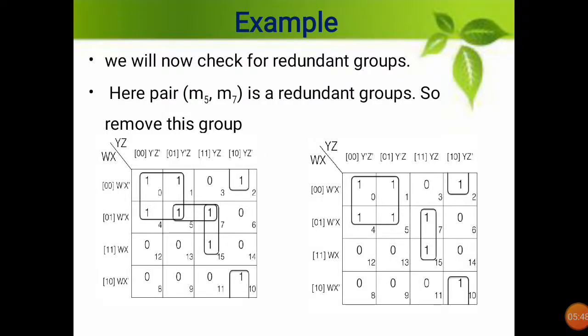Now we will check for the redundant groups. Here the pair M5 and M7. See, in the K-map, pair M5 and M7 is a redundant group because all its ones are shared by other groups. So we remove this group. So our final K-map is on the right side.